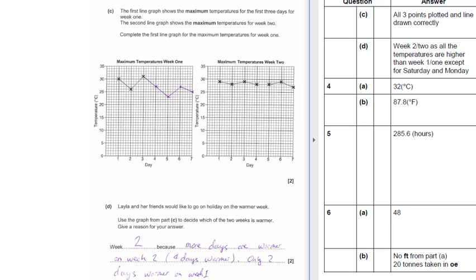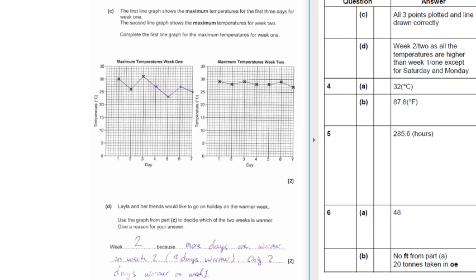Leah and her friends would like to go on holiday on the warmer week. Use a graph from part C to decide which of the 2 weeks is warmer. So we're just looking at this. What I can see is week 1 has warm temperatures, 30 and 31 degrees on day 3. But it also has colder days. What this is actually asking is about trend lines.